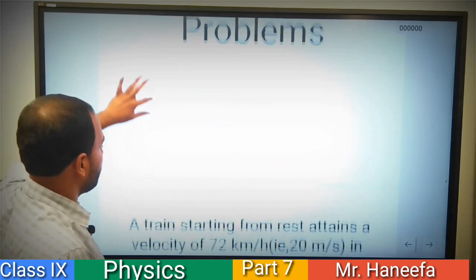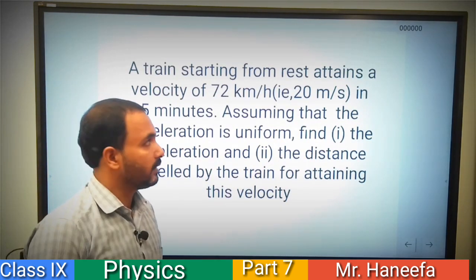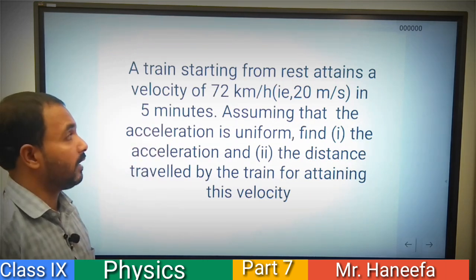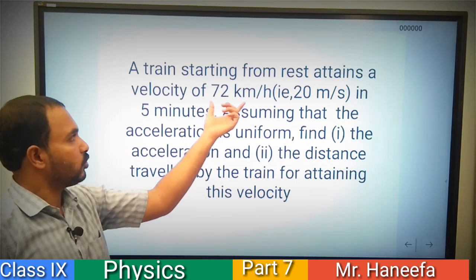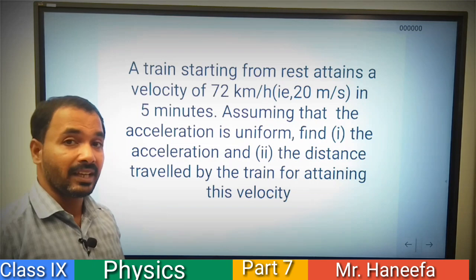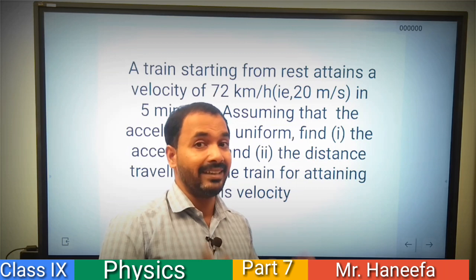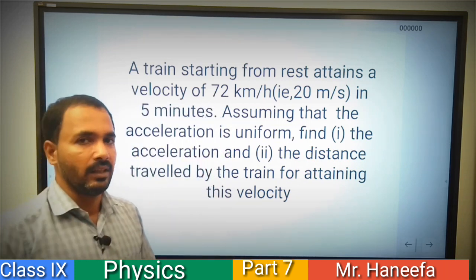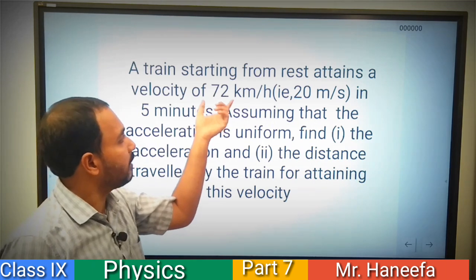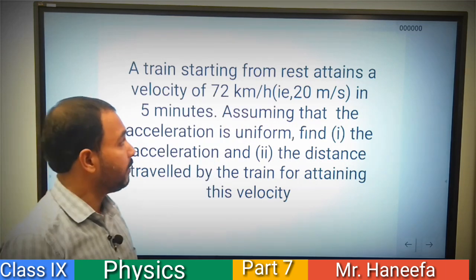So the first question is, a train starting from rest attains a velocity of 72 km per hour. That is equal to 20 meter per second. We know the SI unit, the standard unit of velocity, is meter per second. To solve a problem, we have to convert kilometer per hour to meter per second. 72 kilometer per hour means 20 meter per second.